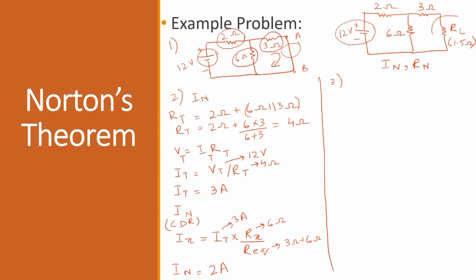So now I'm shorting this voltage source here, so the circuit will look like this. The voltage source is shorted, and here I have opened the load resistor. This is terminal A and this is terminal B. Now this is 2 ohms, this is 6 ohms and this is 3 ohms.